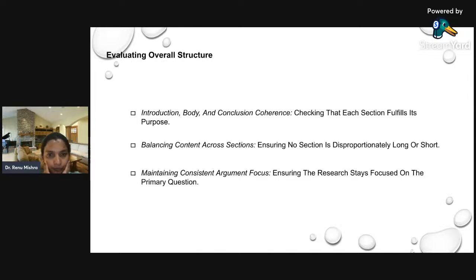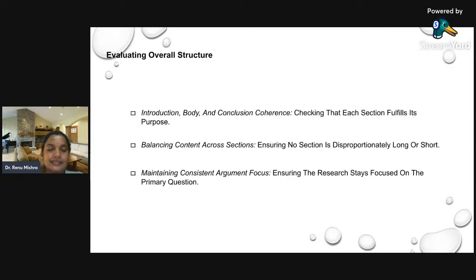That's the conclusion. Now what editing does here is it evaluates the whole structure: whether the introduction is giving the definition or not, whether the main body is giving the main theories, main framework, main model or not, whether the conclusion is giving your opinion or not, giving the gap or not. That's evaluating the whole structure.